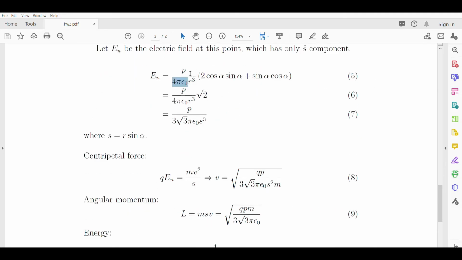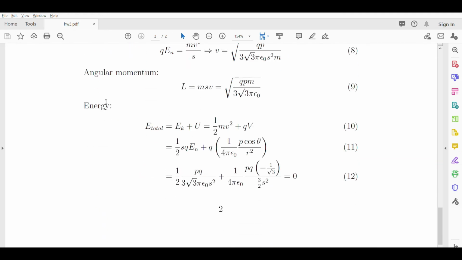We simplify this expression, using the fact that s is the distance to the center of the orbit, which is r sine alpha. This is the simplified result. Now the formula of the centripetal force is mv squared over s, which is also q times En, and we can solve for the speed. The angular momentum is msv, and the result is here.